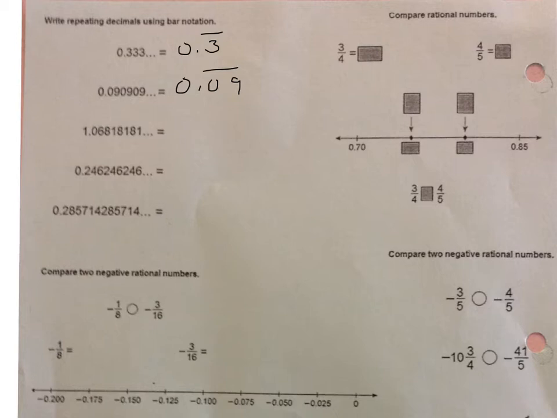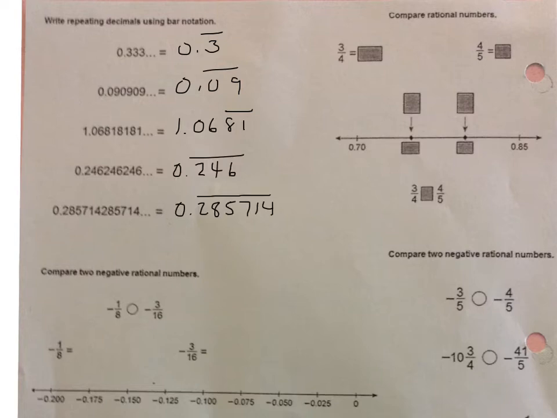The next one, 0.6818181, you're going to have 0.0681, and since just the 8 and the 1 are repeating, the line is going to be just over those two. So I'm going to pause it now, and I want you to try the last two on your own.